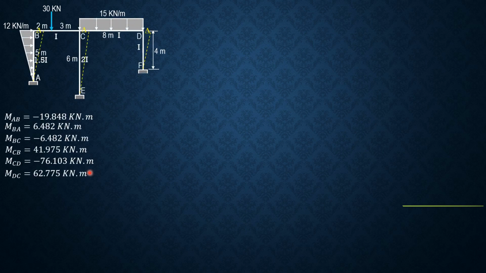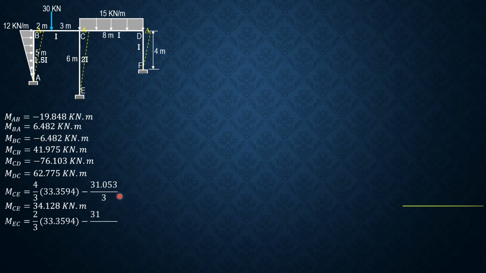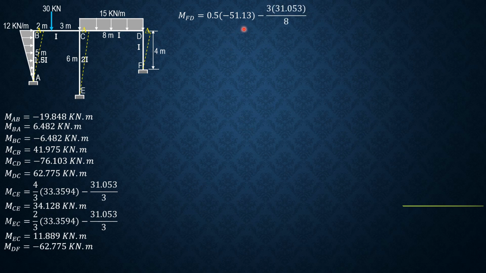So let's use the results from earlier. Then we have MCE equals 4/3 of theta C minus 31.053 over 3. So MCE is 34.128 kilonewton meter. MEC is 2/3 of 33.3594 minus 31.053 over 3. So MEC is 11.889 kilonewton meter. Finally, MDF equals negative 62.775 kilonewton meter, and therefore MFD is 0.5 of negative 51.13 minus 3 times 31.053 over 8. So MFD equals negative 37.210 kilonewton meter.